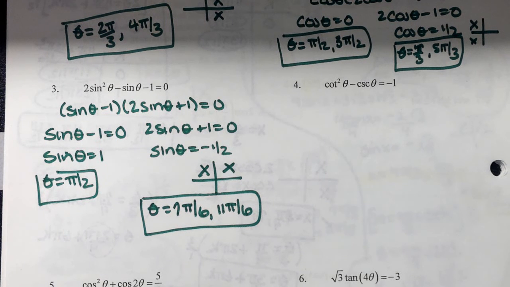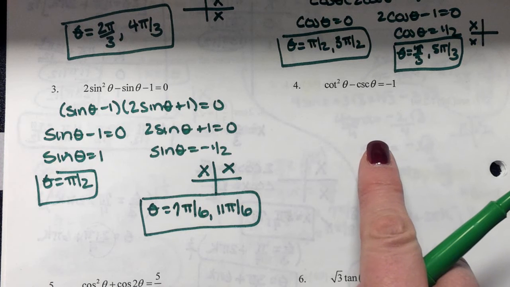So any questions on the first 3? The first 3 is really going back over what we did the first day when we were dealing with the linear and the quadratics. Now let's take a look at number 4. Number 4 is a lot different. It is a quadratic equation, but you have a problem. What's the problem in number 4?